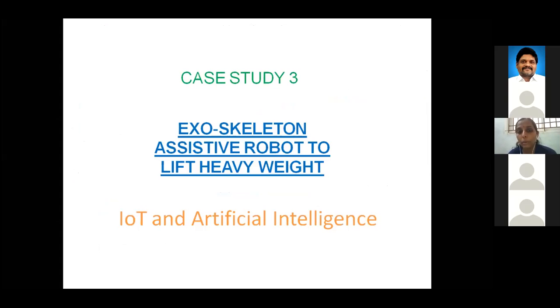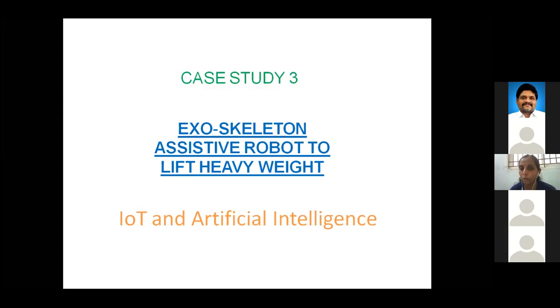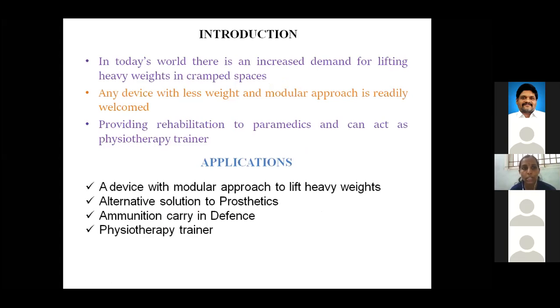An exoskeleton is nothing but an additional wearable bionic device worn by the operator, for example a soldier in a war, who is able to lift a heavy weight, or in industry, if you want to lift a heavy weight, you can use it. Here I can use IoT as well as artificial intelligence to make decisions automatically. In today's world, there is an increasing demand for lifting heavy weights in cramped spaces. Any device with less weight and a modular approach is really welcome, providing rehabilitation parameters and acting as a physiotherapy trainer. So there are different purposes for which the exoskeletal assistive device can be used.